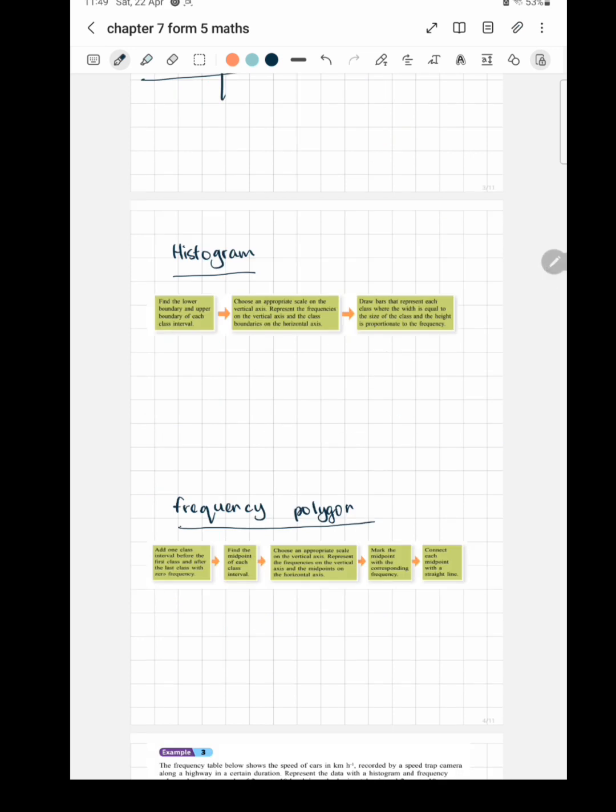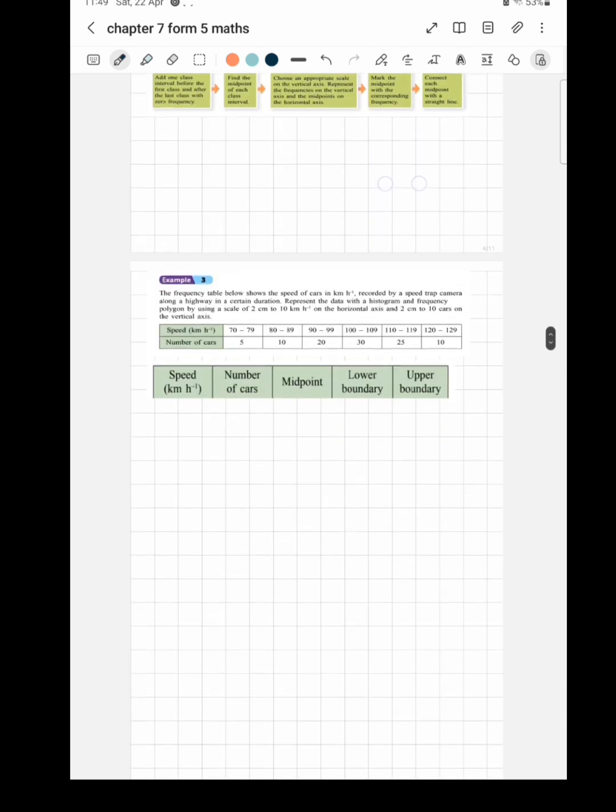So next, let's look at how to construct a histogram and frequency polygon. This is the step-by-step instruction on how to construct a histogram and a frequency polygon. You guys can go ahead and pause it and read it for yourself. Okay, then we can just jump on to example 3 and start constructing the table and doing the histogram and the frequency polygon.